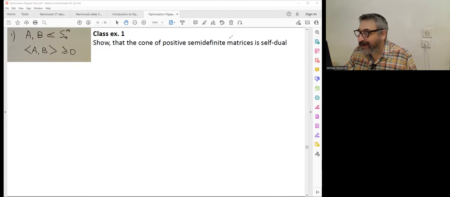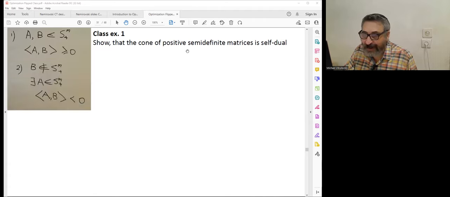drawings. And now we are going to show the second part. To show that the cone is self-dual, we should show two things: that any two vectors in the cone have non-negative inner product, and that if there is a vector out of the cone, then there is some vector in the cone such that the inner product will be negative. And there are two ways to show it.